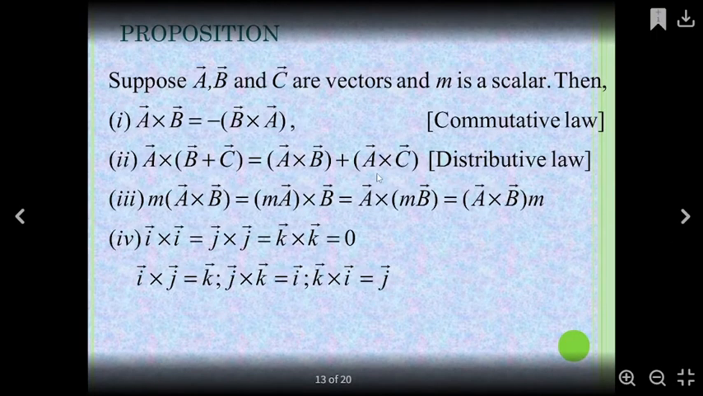Proposition: suppose a, b, c are vectors and m is a scalar. a cross b is equal to minus b cross a, the anticommutative law. a cross (b plus c) is equal to a cross b plus a cross c, the distributive law. m into (a cross b) is equal to (m a) cross b, or a cross (m b). i cross i, j cross j and k cross k are equal to 0. i cross j is equal to k, j cross k is equal to i, and k cross i is equal to j.